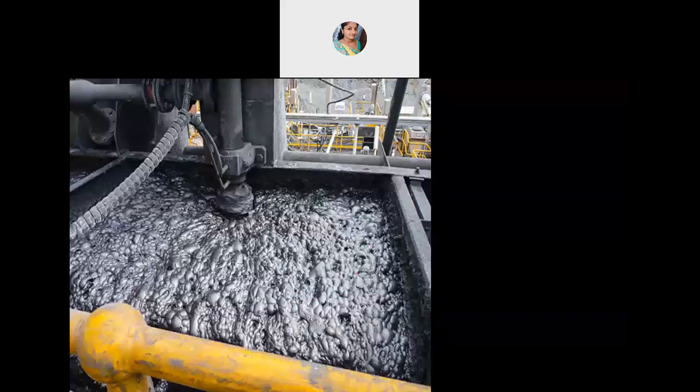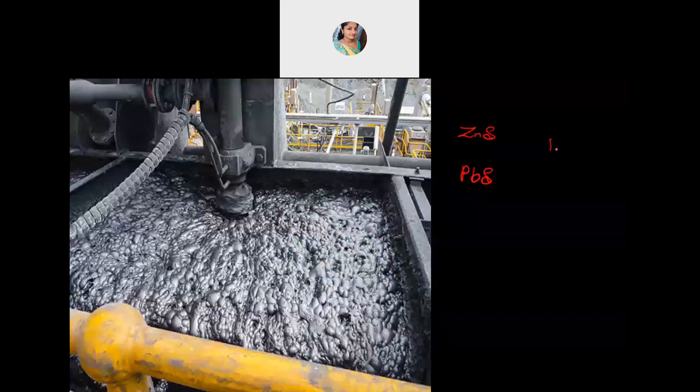And this was the representation, like in industry, of how that sulfide froth looks. And one more thing which I had discussed over here is, when two sulfide ores are present, like zinc sulfide and lead sulfide, then to separate them in that case, we need to add something along with this. What is that?